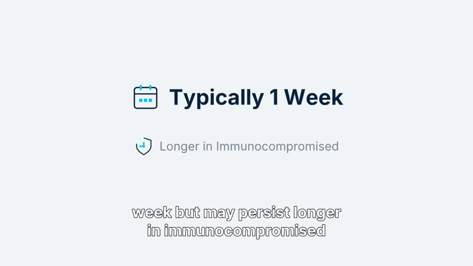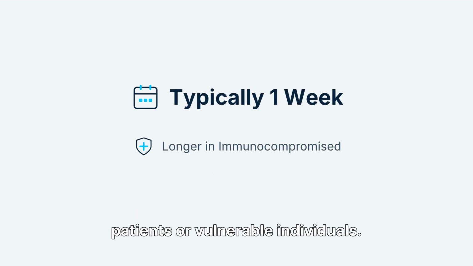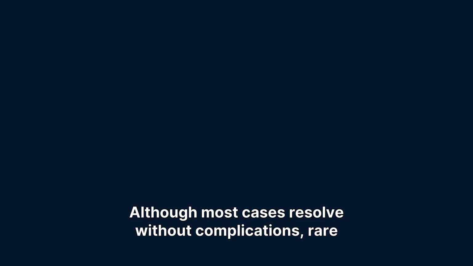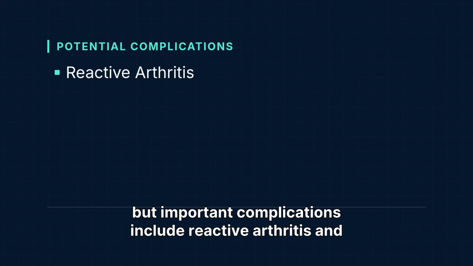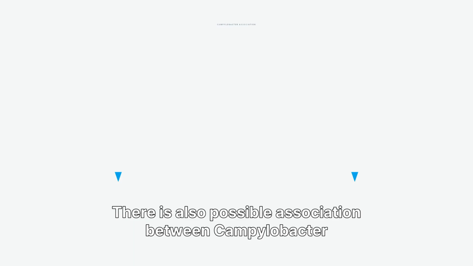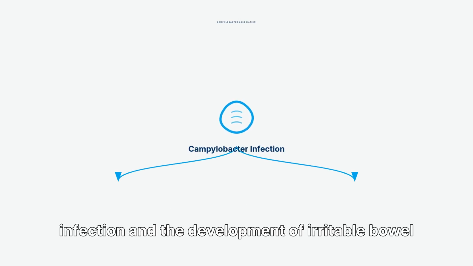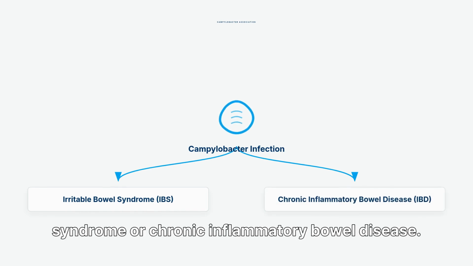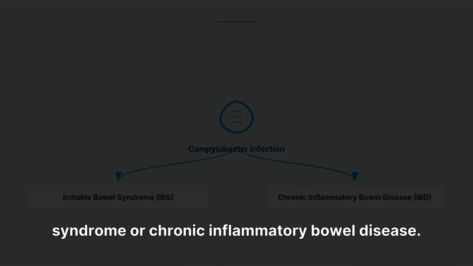The disease usually lasts up to 1 week, but may persist longer in immunocompromised patients or vulnerable individuals. Although most cases resolve without complications, rare but important complications include reactive arthritis and Guillain-Barré syndrome. There is also a possible association between Campylobacter infection and the development of irritable bowel syndrome or chronic inflammatory bowel disease.